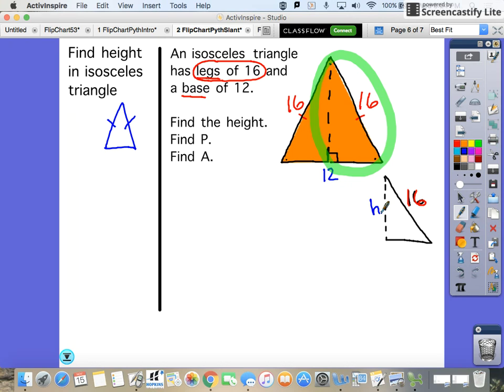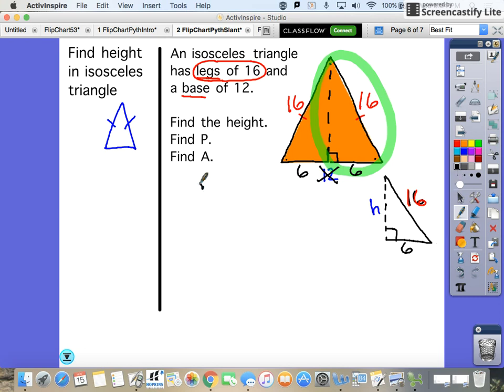And then here's the tricky part, and this is another one where students get a little bit lost and confused. When we took this base and cut it in half, we need to take this 12 and split it into 6 and 6, because 6 plus 6 gets us back to the original 12. So for the time being, we're going to treat this triangle as a base of 6, a height of who knows, and a hypotenuse of 16.